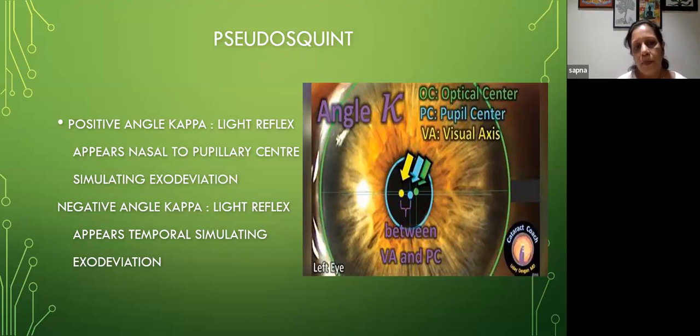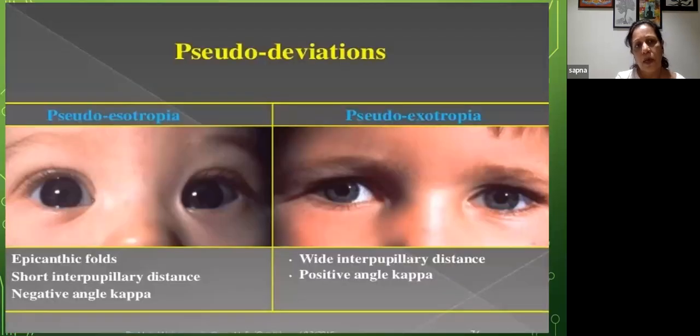A negative angle kappa, when the light reflex appears temporal, simulating esodeviation, can also be normal. A pseudo exotropia: see here, we can see that the light reflex is nasal. The pupil center is here, but the light reflex is here. So you get an epicanthic fold, short interpupillary distance, and a negative angle kappa.